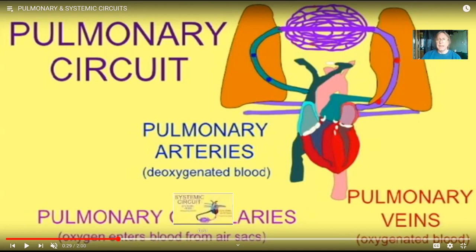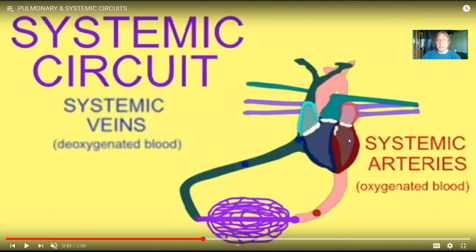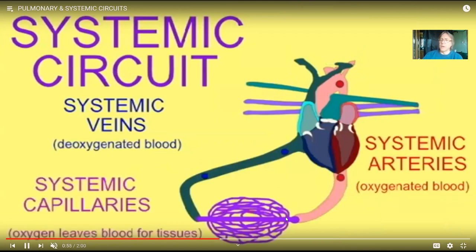In contrast, in the systemic circuit, the left ventricle is the pump, and it's pumping red oxygenated blood to the body's systems and back. In the systemic circuit, it is the arteries which carry the red oxygenated blood. Gas exchange occurs in the systemic capillaries where oxygen leaves, and then it is the systemic veins where the blue deoxygenated blood is returned to the heart.